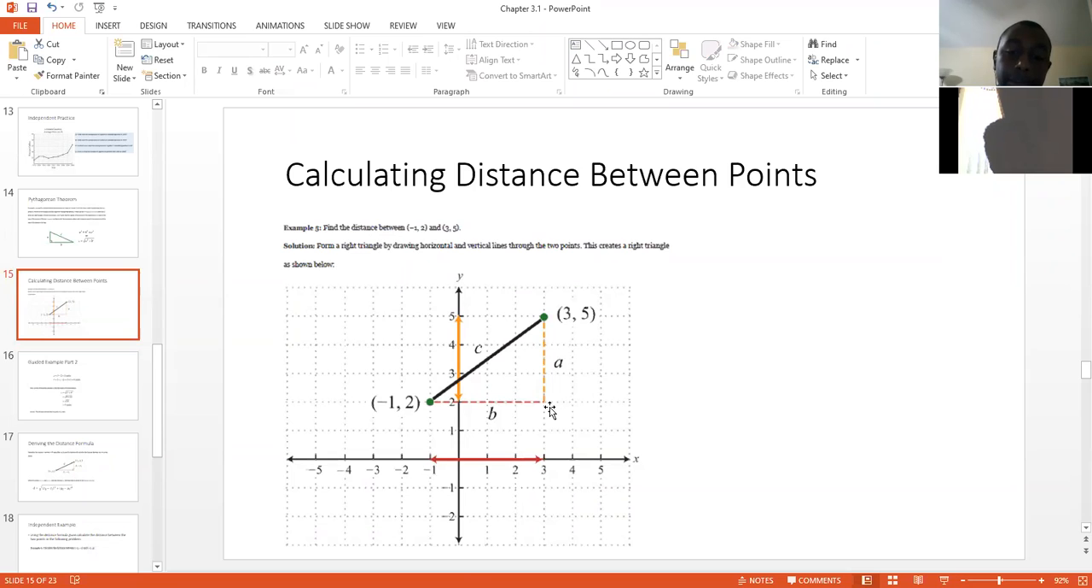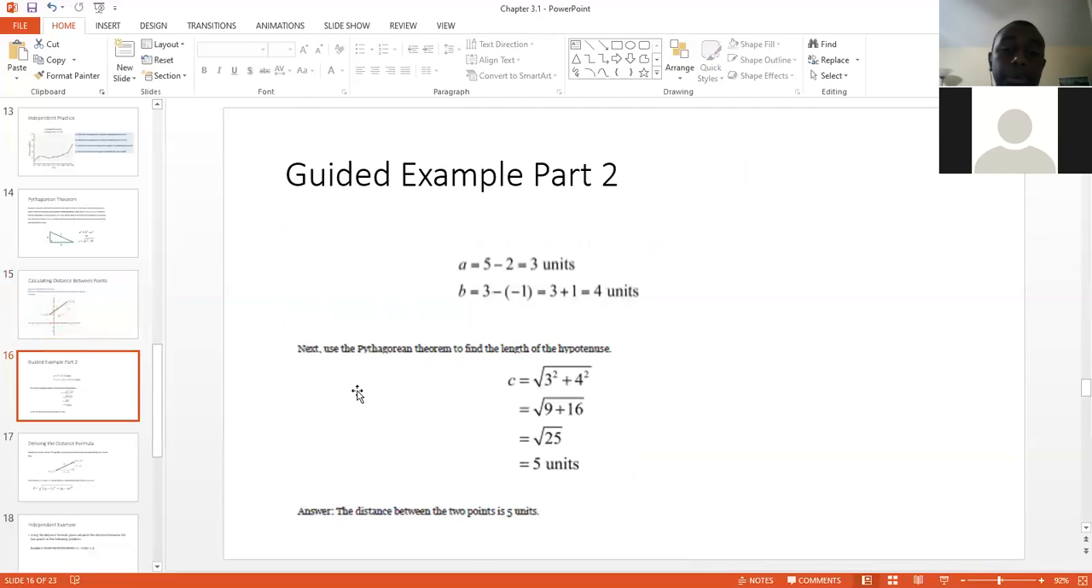And for A, you're looking at the vertical distance. You could just count it because it already has the squares there. So 1, 2, 3. So A is 3 units and B is 4 units. So use the formula A squared plus B squared equals C squared, or C equals the square root of A squared plus B squared. So 3 squared is 9, 4 squared is 16, 9 plus 16 is 25, and the square root of 25 is 5. So 5 squared is 25.